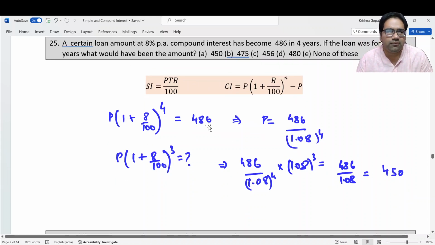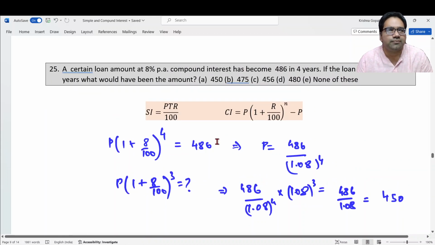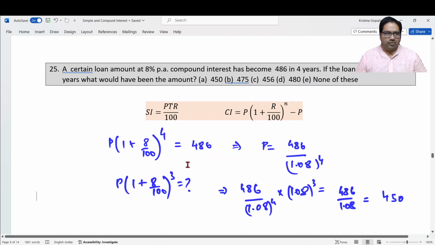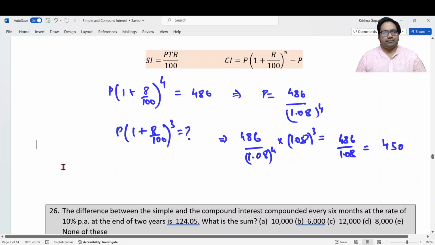In 4 years, it has become 486. Okay. So this is also an easy problem. We should not get worried because P is not given. It is not needed also because the amount is given. Amount is given, rate is given, time is also given. So we can calculate P.